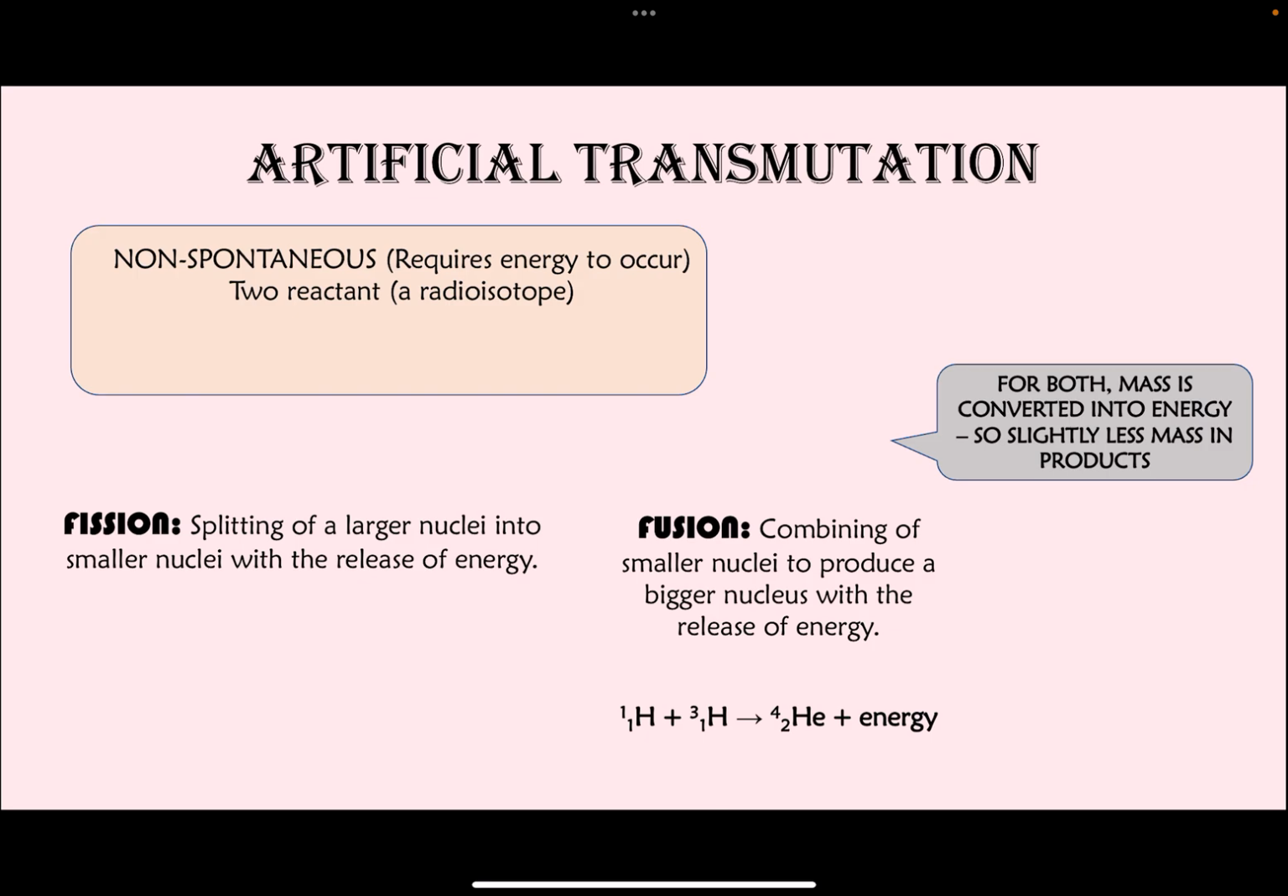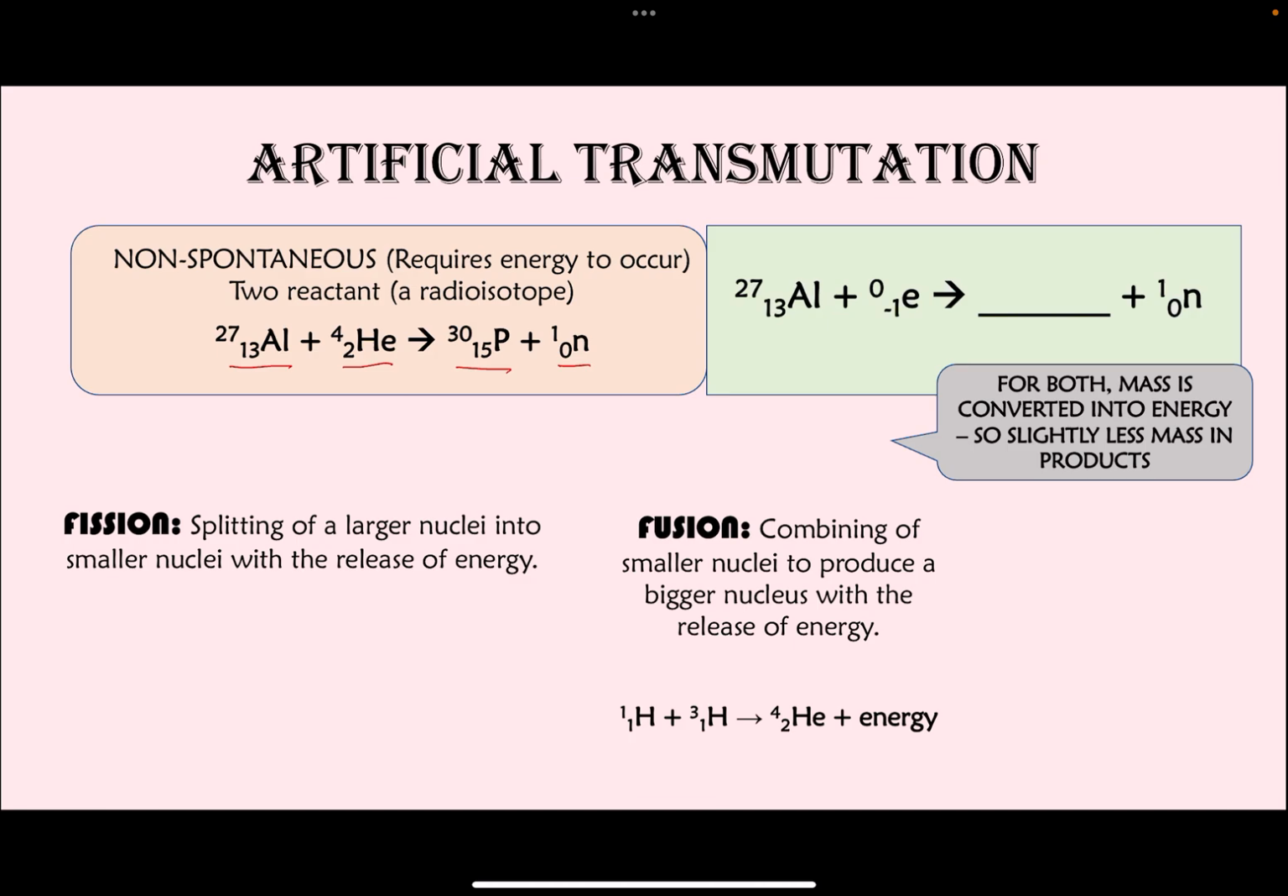Artificial transmutations, then, are non-spontaneous. These are the ones that require energy to occur. We mostly have two reactants. In most cases, one of them is a radioisotope and the other could be a decay particle or something, but sometimes both of them could be radioisotopes. In this case over here, you see that we have aluminum combining with a decay particle, converting into phosphorus and emitting a neutron. So here is an example of an artificial transmutation.